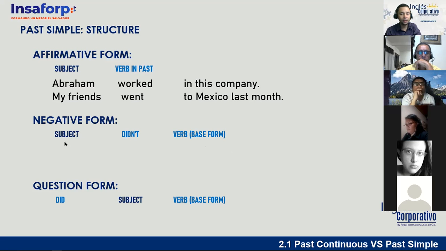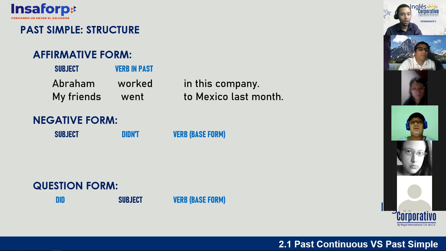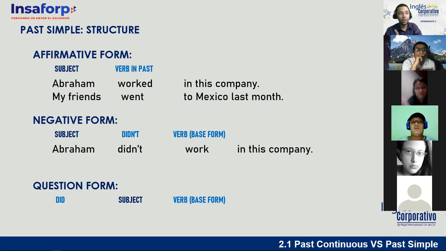So what is the negative version of this sentence? Abraham worked in this company. How do you say this, but in negative form? Abraham didn't work in this company. Okay, that's good. Abraham didn't work in this company. Thank you, Francisco. But now if you notice, and you have to be very careful with this, everybody, is that the verb is not in past form anymore. It's in base form, okay? Because the auxiliary, it's in past.